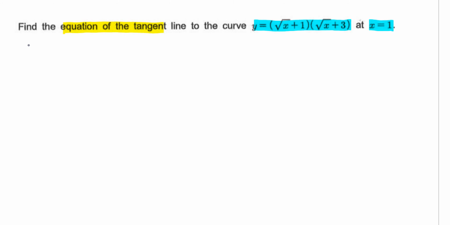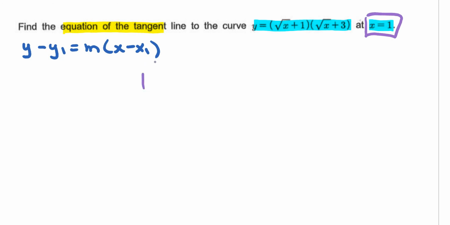So step 1, whenever I have a tangent line problem, I will go ahead and write out the equation of the tangent line like that. Since we're given the value of x here, x1 will be negative 1. Let's go ahead and find the value of y1 now by plugging that value back into the original equation.